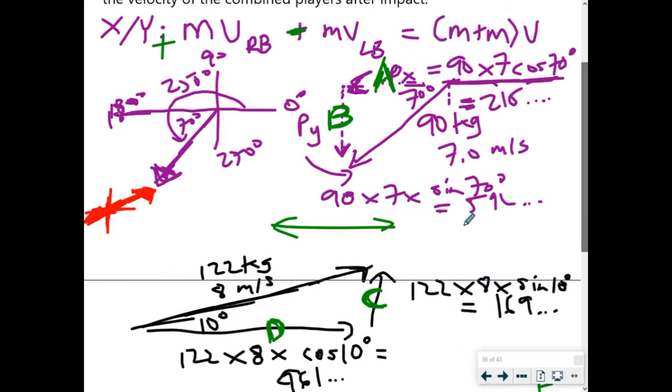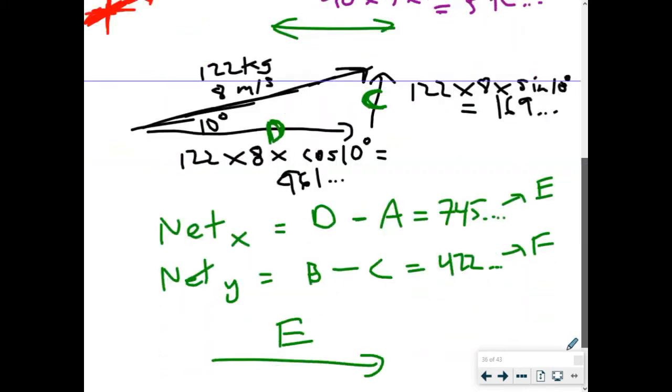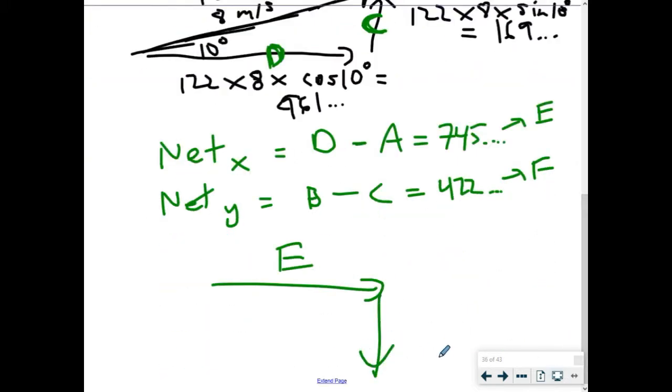And then for the other direction, who won between B and C? It looks like B actually had more momentum than C did, right? So when I try to consider who wins out there, B was 592, C was 169. So it looks like this thing is going to be going down. So then that was where F goes.